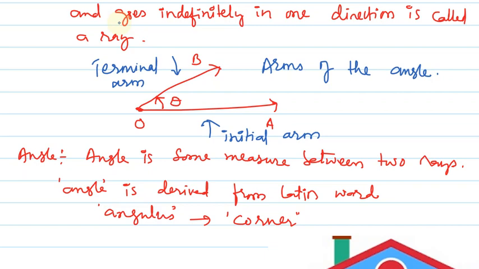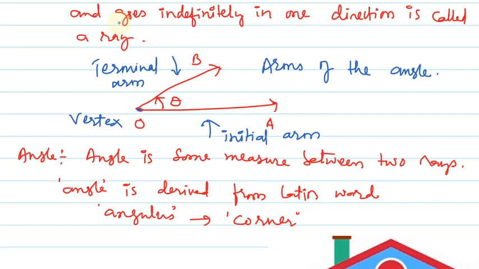Both the arms of the angle meet at a point. This point where they meet, here called O, is named the vertex, right? Two rays meet at one point to form an angle, and we also refer to it as the origin, as both the rays originate from this point. So this can also be called the origin.